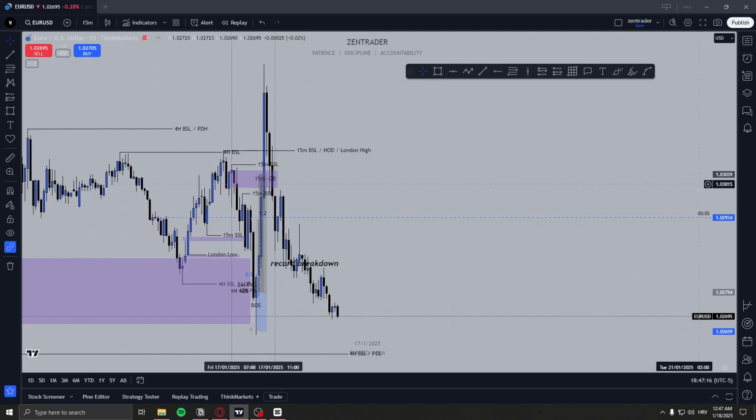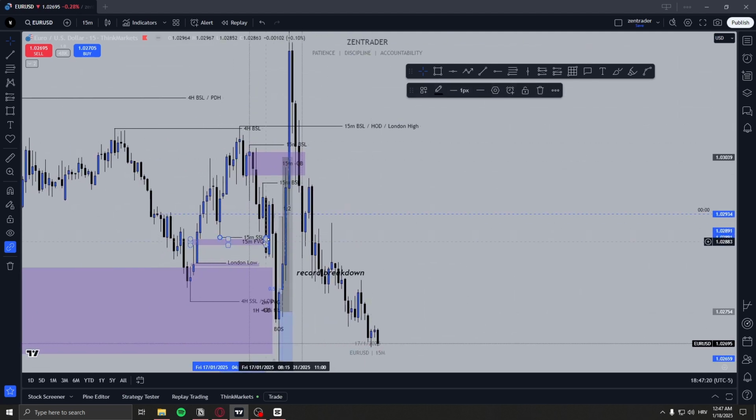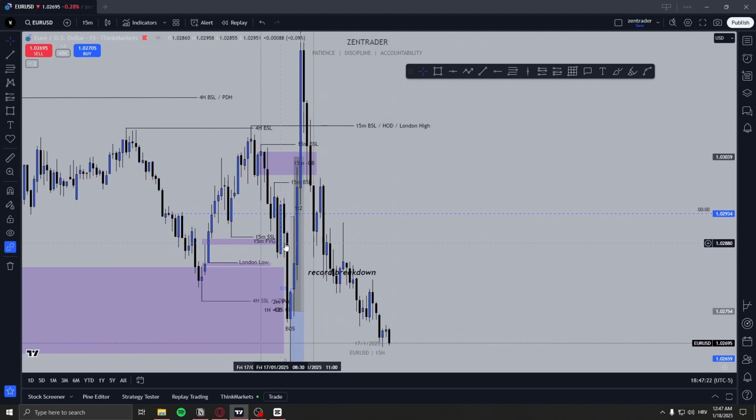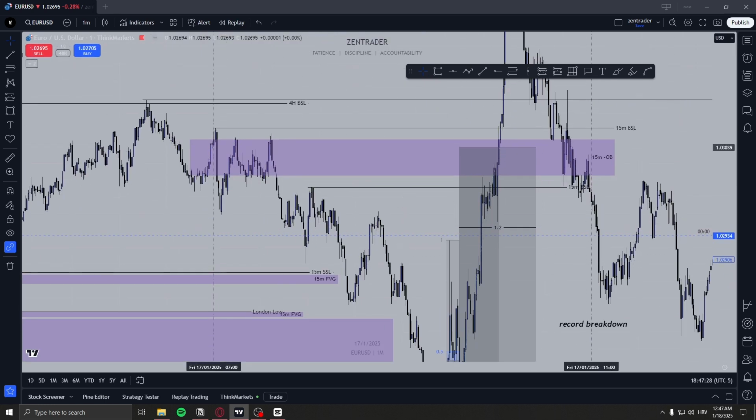Then we can see the price moved lower and swept this liquidity and reached into this 15-minute fair value gap. So from here I was looking for a long, which is where I made the first trade that I'll show right now. So okay, let me just open it here so that I can get the precise prices.